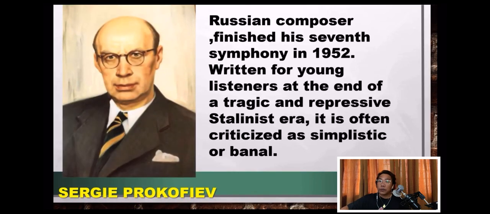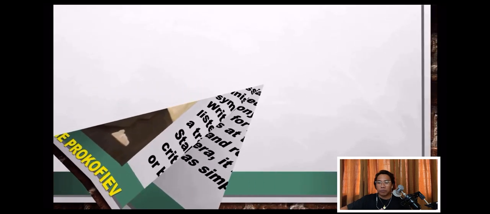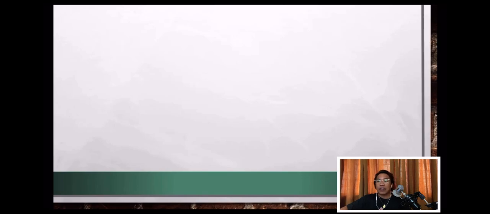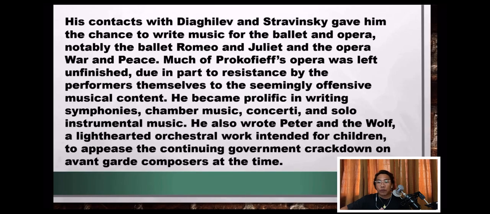He is a Russian composer who finished his 7th Symphony in 1952. Written for young listeners at the end of a tragic and repressive Stalinist era, it is often criticized as simplistic or banal. His contacts with Diaghilev and Stravinsky gave him the chance to write music for the ballet and opera, notably the ballet Romeo and Juliet and the opera War and Peace.